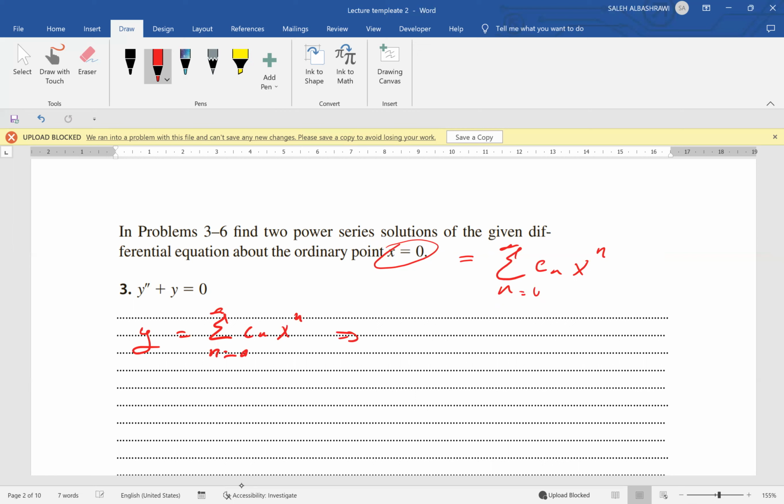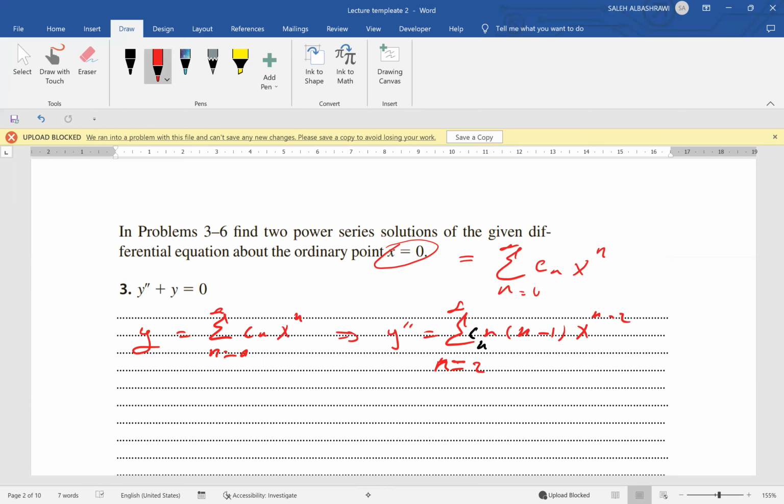And we know that the second derivative for this one can be written as sum of c sub n multiplied by n times n minus 1 times x to power n minus 2, and this time n goes from 2 to infinity, because for the second derivative we start from 2. So this will be the second derivative, and this will be the form of y, c sub n x to the power n.